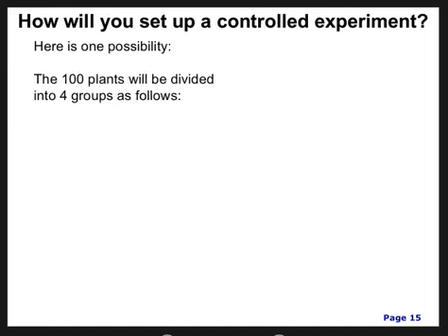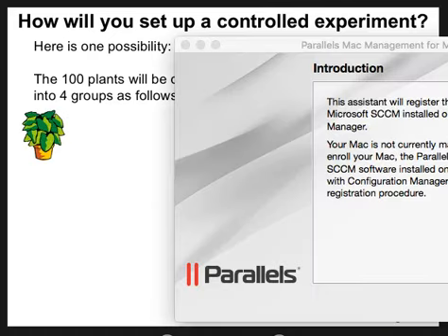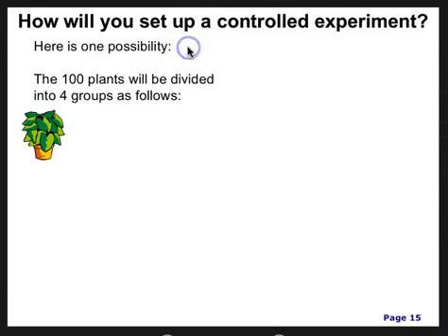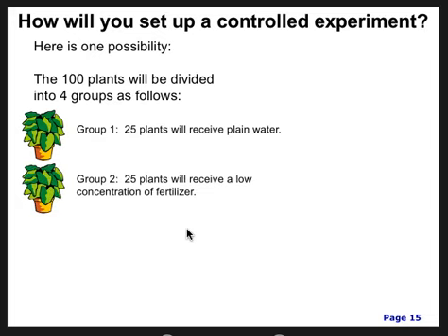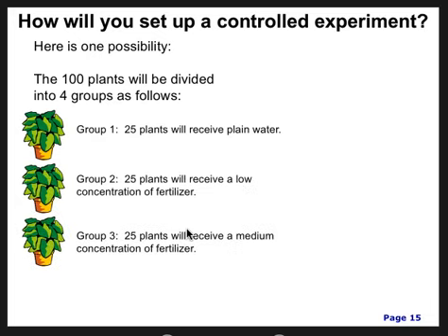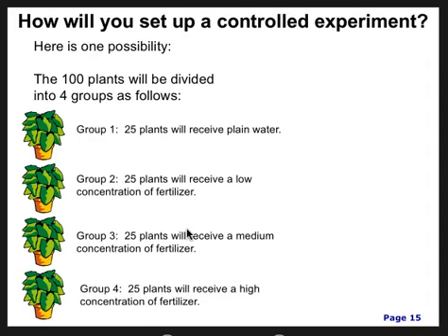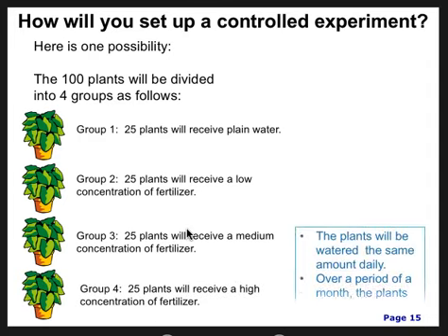I would take those 100 plants, I would divide them into 4 groups. Why 4 groups? Because I need 100 plants to be divided so that I have 25 that are going to get plain water, no fertilizer. That's going to be my control group. Then I'm going to have 25 that are going to get a low concentration, 25 that will receive a medium concentration, and 25 that will receive a high concentration of fertilizer.